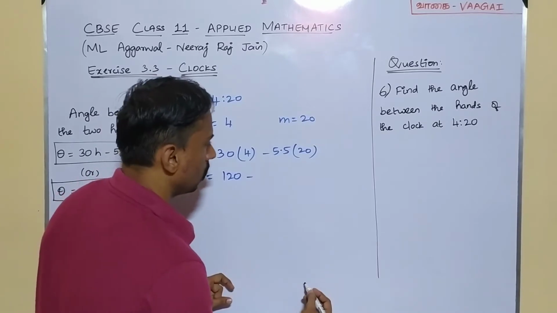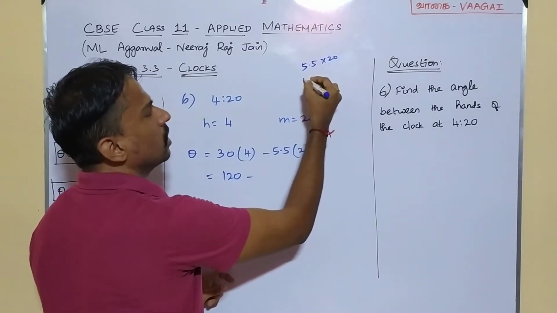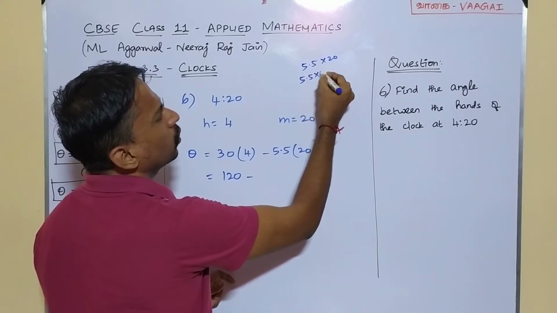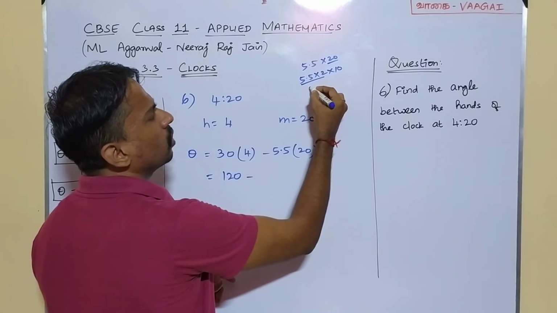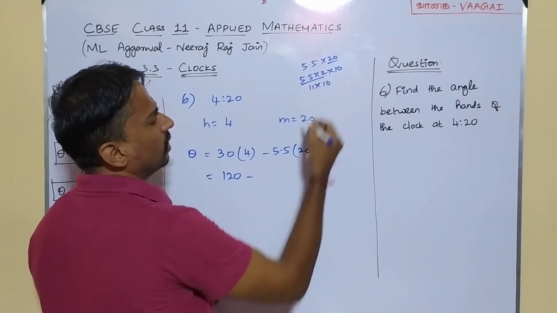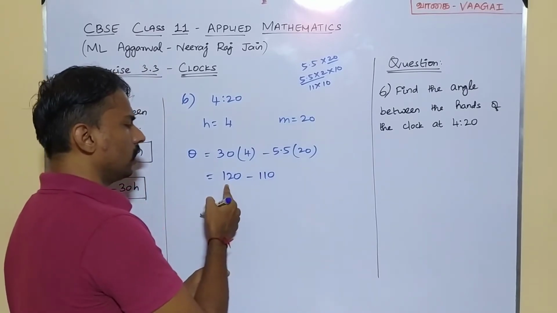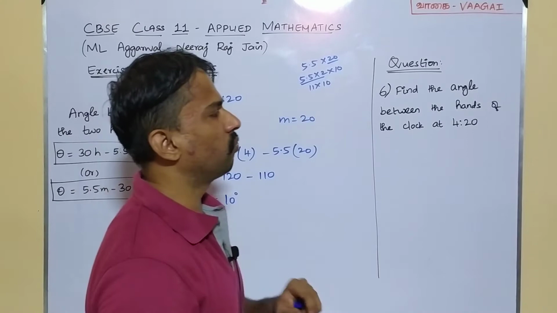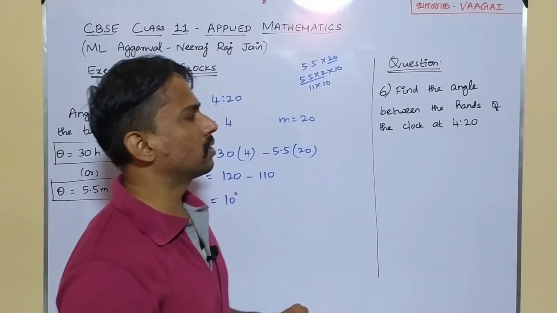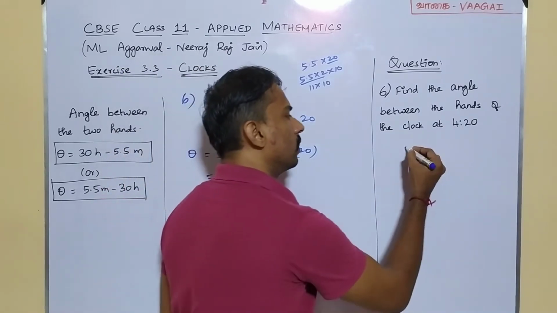Okay, let me just use this space here. So 5.5 into 20 can be rewritten as, it's going to be very easy, 5.5 into 2 into 10. Now 5.5 into 2 gives 11, so 11 tens are 110. That's it. So I'm getting 120 minus 110, which will be 10 degrees. So at 4:20, the angle made between the two hands of the clock will be 10 degrees.